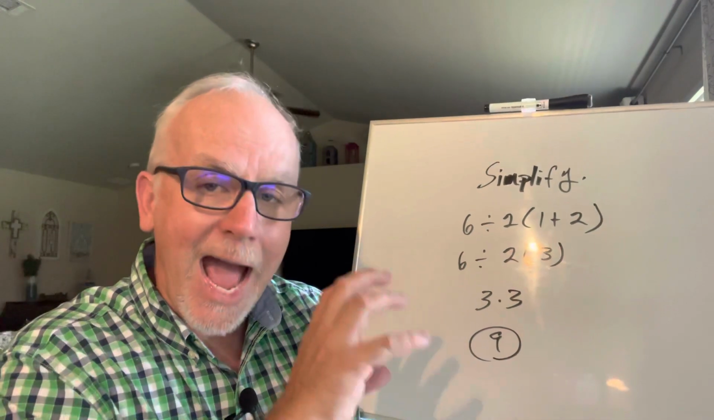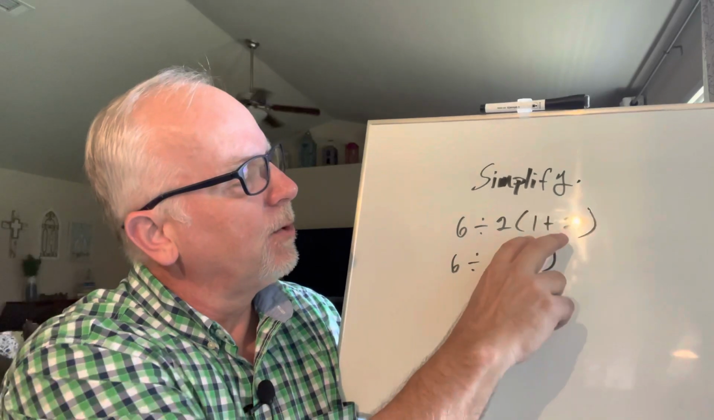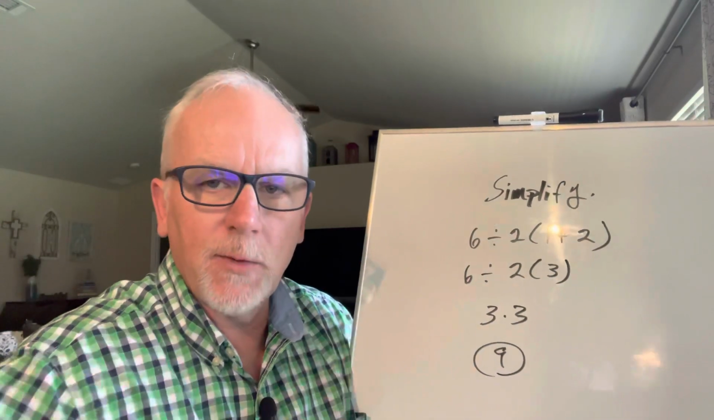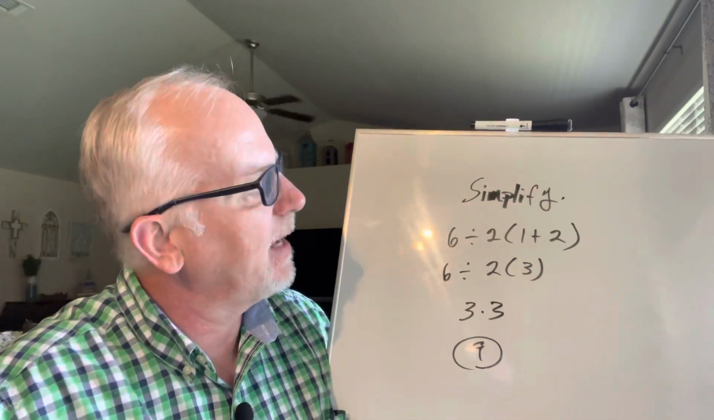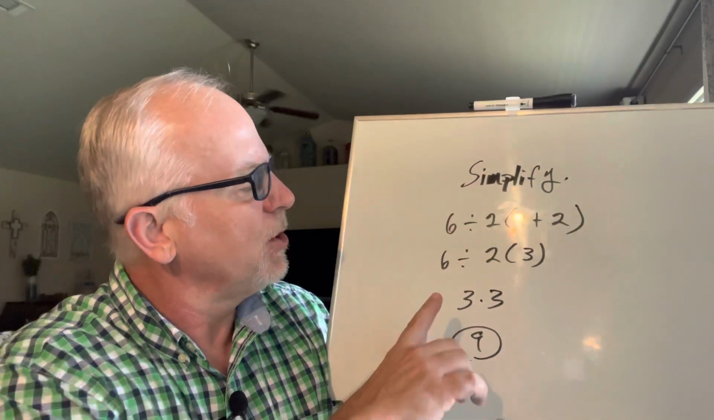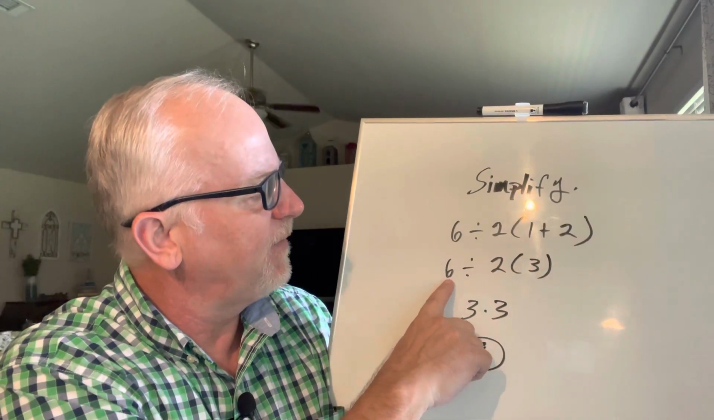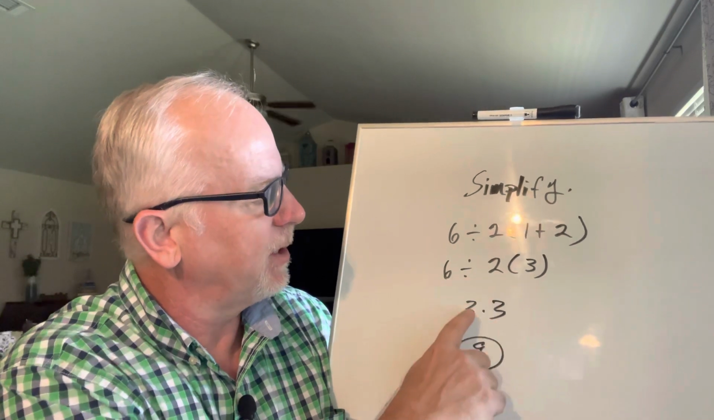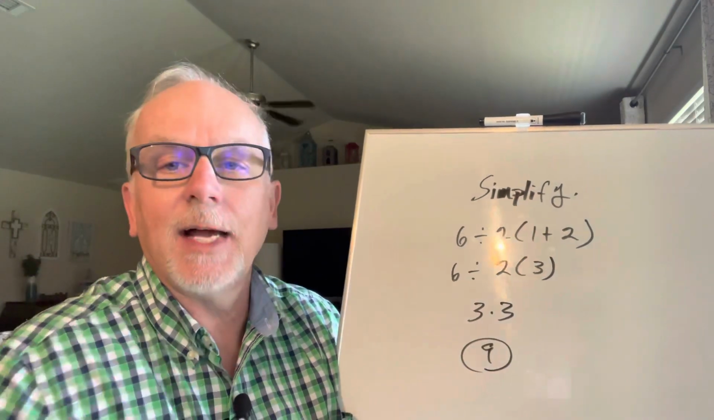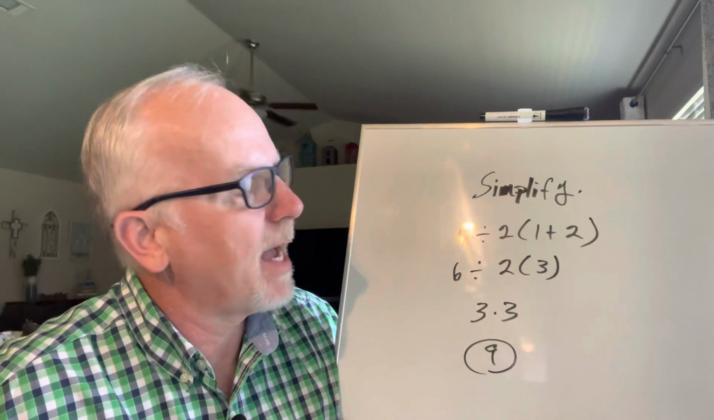But the actual order of operations is that you do grouping symbols first. Then we would do exponents, but this problem doesn't have any exponents. So you actually should do the division first. 6 divided by 2 is 3, and then 3 times 3 is 9. So the actual answer to that problem is 9.